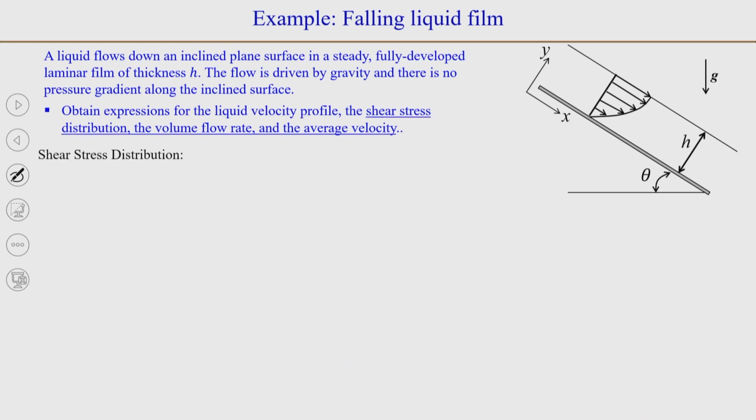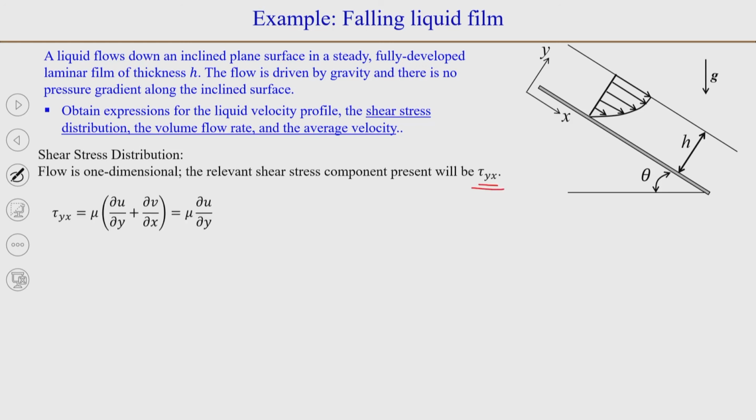Okay. Now, we will find out the shear stress distribution in this liquid film, because the flow is one dimensional, as we saw that the flow happens only along the x direction. So, the only shear stress component which will be non-zero will be tau y x or tau x y.